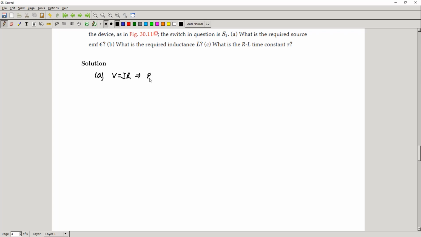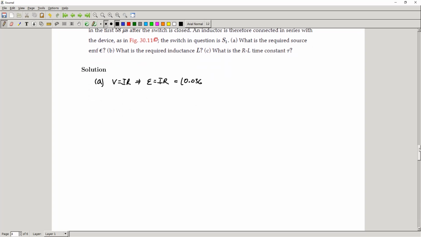This is basically just telling us that our EMF is equal to IR. We can then right away, just by substitution, solve for this. We know what the final current we're looking for is. We know what the resistance of our network is here. We can just solve for this, so it's just going to be 0.036. That's our 36 milliamps, right?